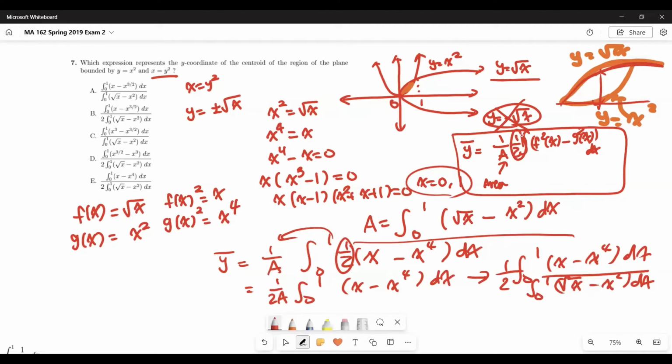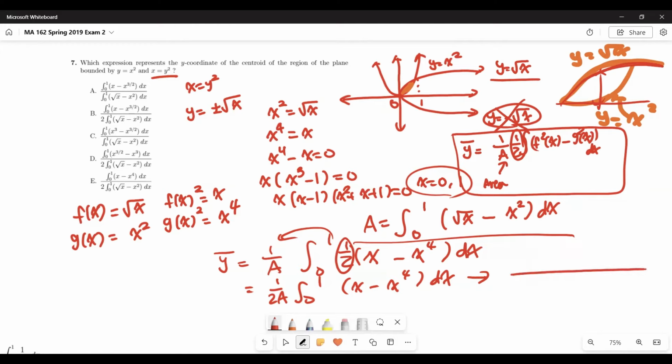So this thing, I will just rewrite it. That looks a little ugly. Let's rewrite it, sorry. So this becomes 1 over 2 times the integral from 0 to 1 of x minus x to the fourth power dx, over 1 over 2 times the integral from 0 to 1 of square root of x minus x squared dx. Which is equal to option E. So the answer for this question is E.